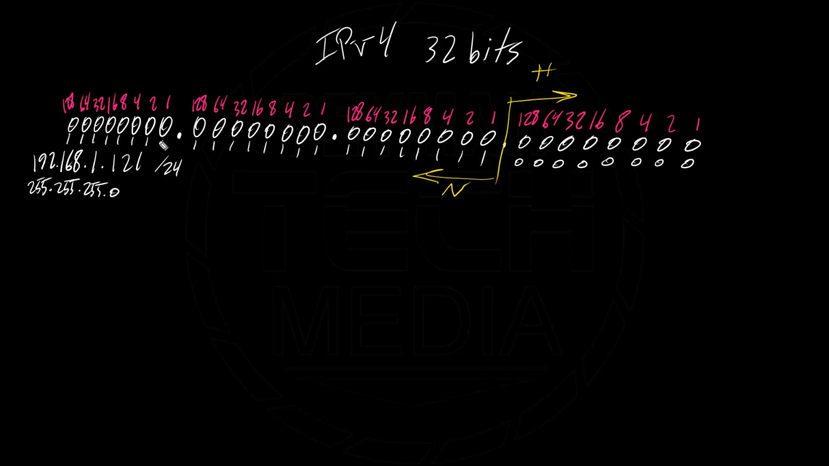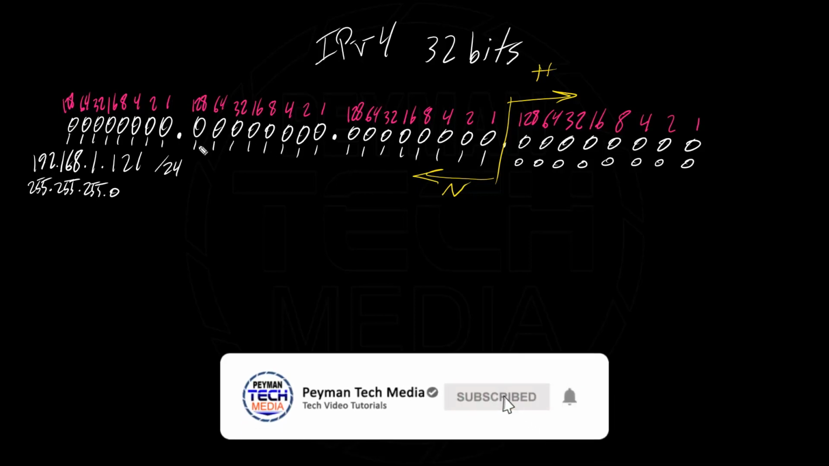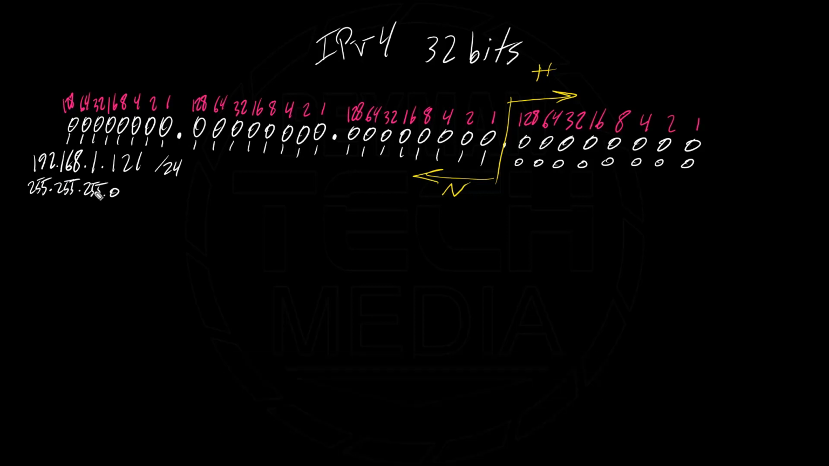So if we convert this binary to decimal, 1 means on, 0 means off, correct? For the ones that are on, we just need to add 128 plus 64 plus 32 plus 16 plus 8 plus 4 plus 2 plus 1. So that's 255. On this octet, same: if all 8 bits are turned on, that's 255. This octet, the same, 255. And the last octet, all the bits turned off, so that's 0. So this is our subnet mask.